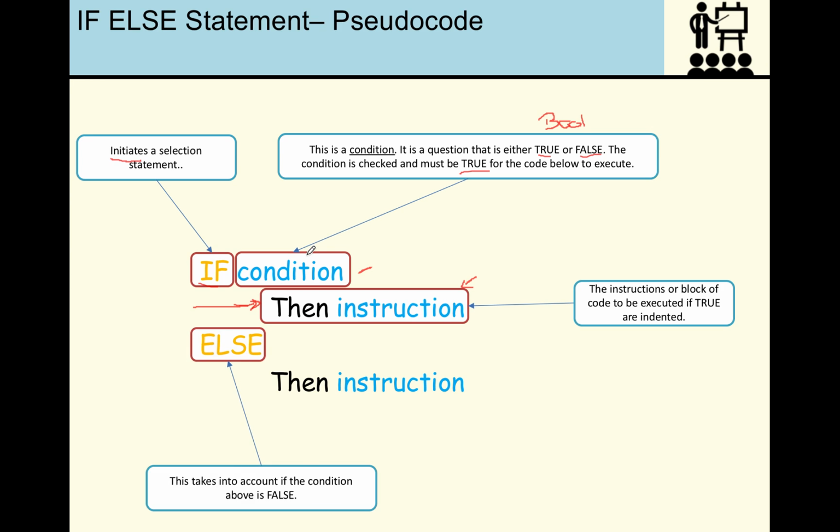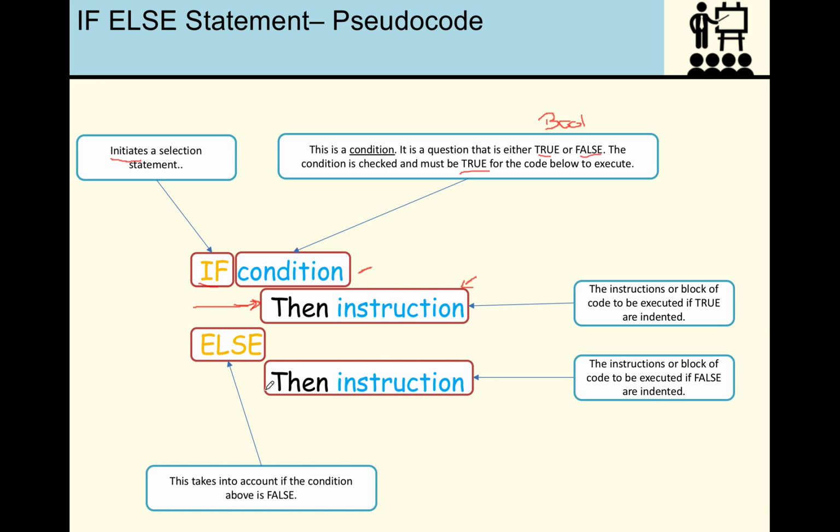If this is not true, the else takes into account that the condition above is false. So if this is false, then this takes into account everything else, and that means this instruction will be executed. After the if statement, if it's true, we do this. Once this is executed, we continue to the rest of our program. If this is false, then we ignore this instruction and we go to this one, and then we continue with the rest of our program. See how this if statement alters the flow of the program. If this is true, we go down this route. Else, we go down this route and continue.